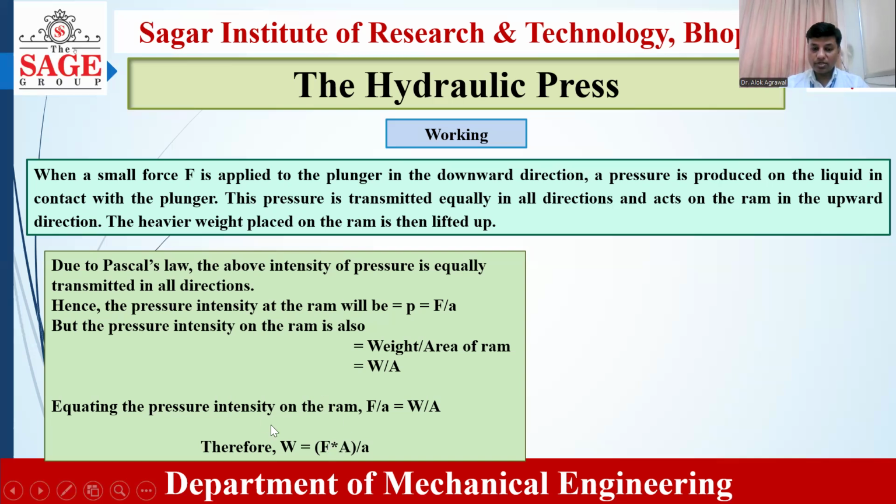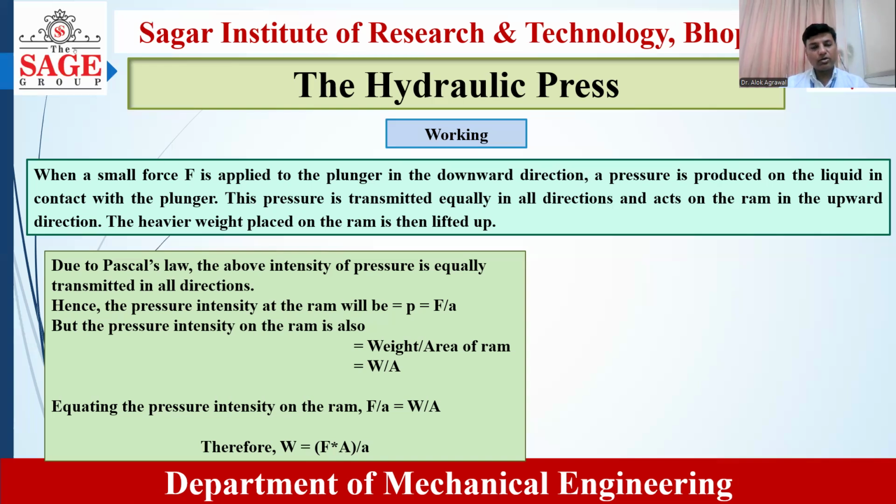So here what we are seeing is that this is the weight which is lifted by the ram by the application of force F. Now in this formula we can see that F will be smaller and W will be greater. Why? Because we have kept the ram area larger and the plunger area smaller. So to balance this equation, F should be less than W. So with the help of this hydraulic press, we can lift a heavy load with the application of a small force.